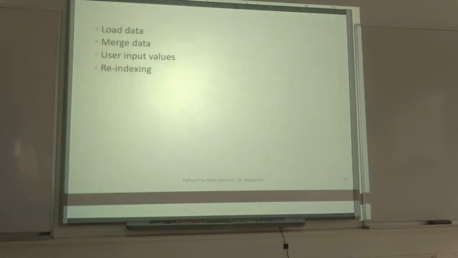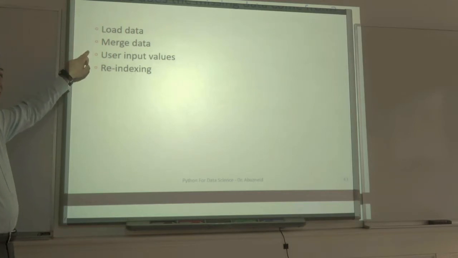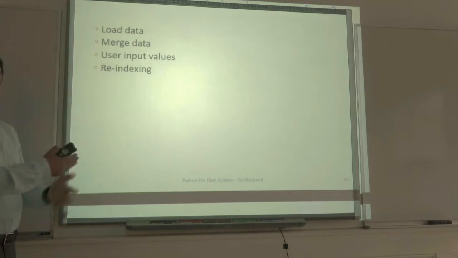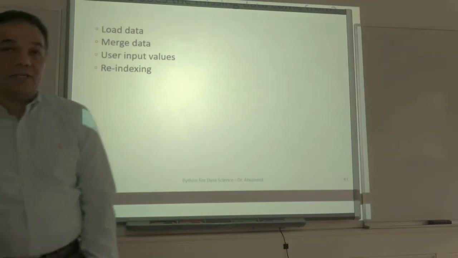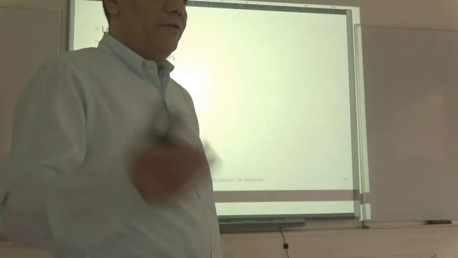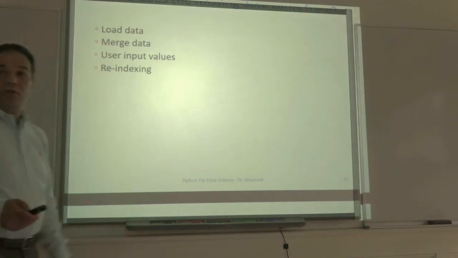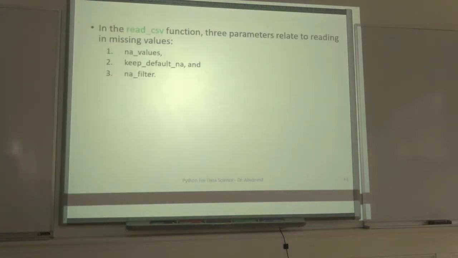Fair? Fair. So where does the missing data come from? Why do we have missing data? It could happen when you load data from files that have missing data, or when you merge data. We just saw a few seconds ago when we merged data, we created a data frame with lots of NaNs, right? It also happens with user input values and reindexing. So these are the reasons why you're having missing data.